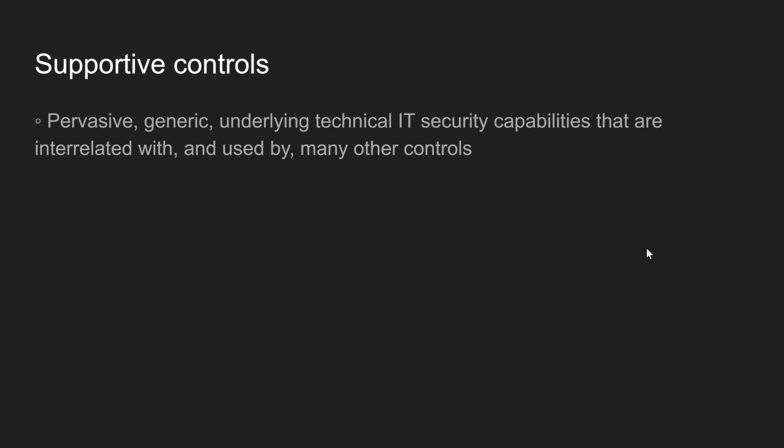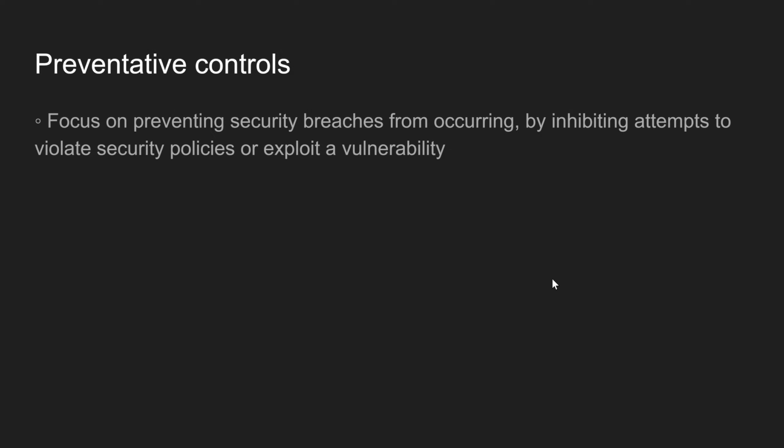Supportive controls are pervasive, generic, underlying technical IT security capabilities that are interrelated with and used by many other controls. Preventative controls focus on preventing security breaches from occurring by inhibiting attempts to violate security policies or exploit a vulnerability.